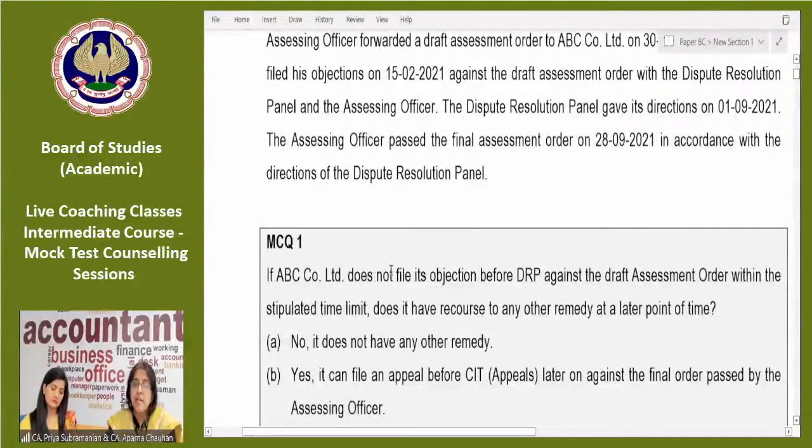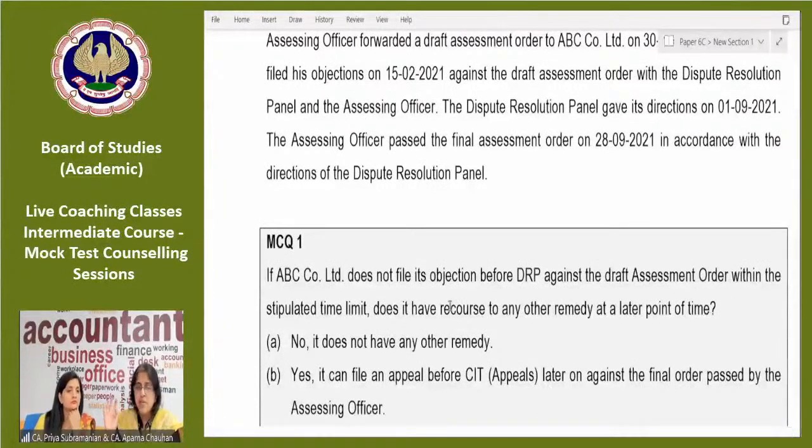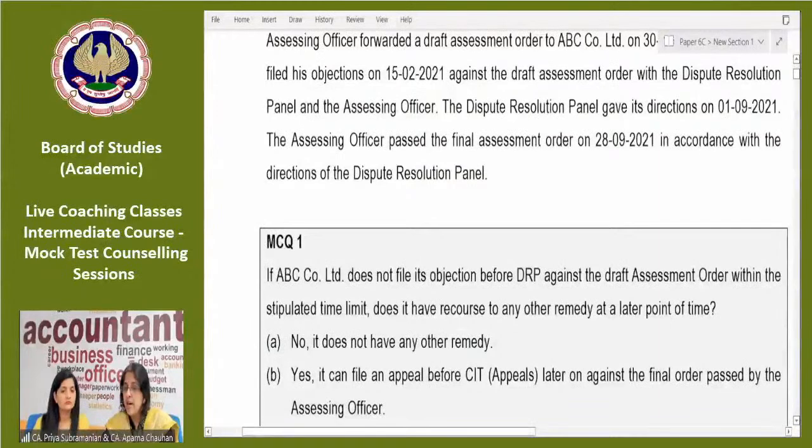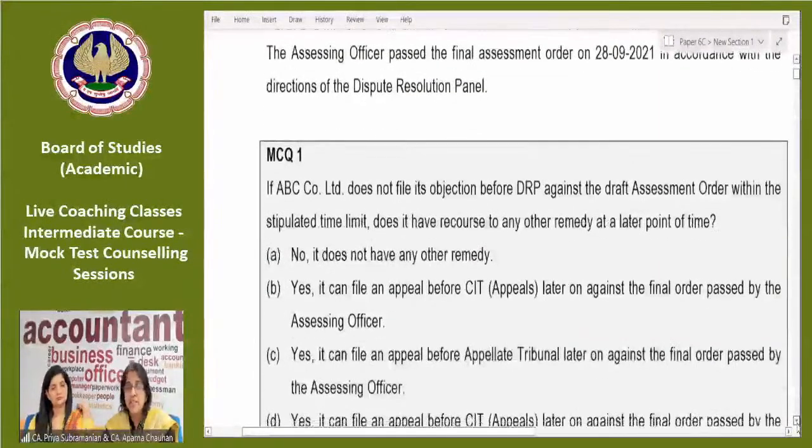If ABC Company Limited does not file its objections before the DRP against the draft assessment order within the stipulated time limit, does it have recourse to any other remedy at a later point of time? So the options are: no, it does not have any remedy. Yes, it can file an appeal before CIT appeals at a later point of time, or later on against the final order passed by the assessing officer.